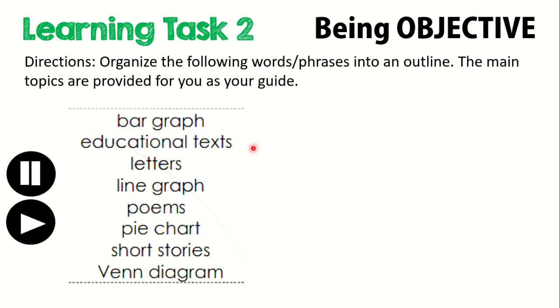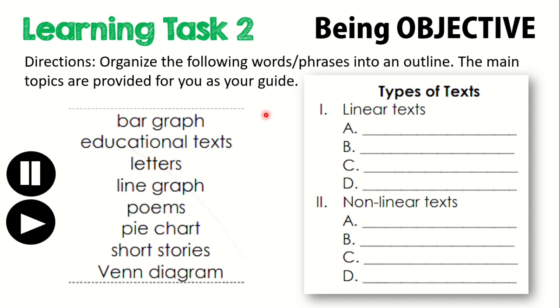These are the words and phrases that you have to put into an outline. And this is the outline. Types of text: linear text, non-linear text. I know that this looks familiar to you since we already have a video lesson about linear and non-linear text. Kindly pause the video as you work on this activity and resume once you're ready.